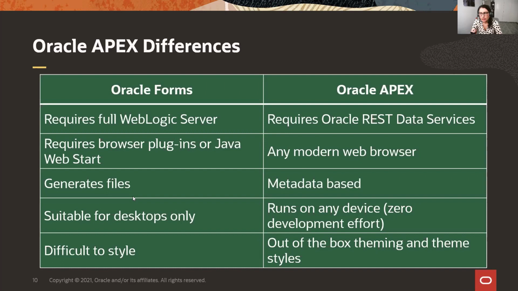The last difference is regarding the style. With Forms, it's difficult to maintain consistency along the forms, while with Apex, you have the Universal Theme, the Theme Roller, and the theme styles, and that gives you great flexibility and consistency along the applications.